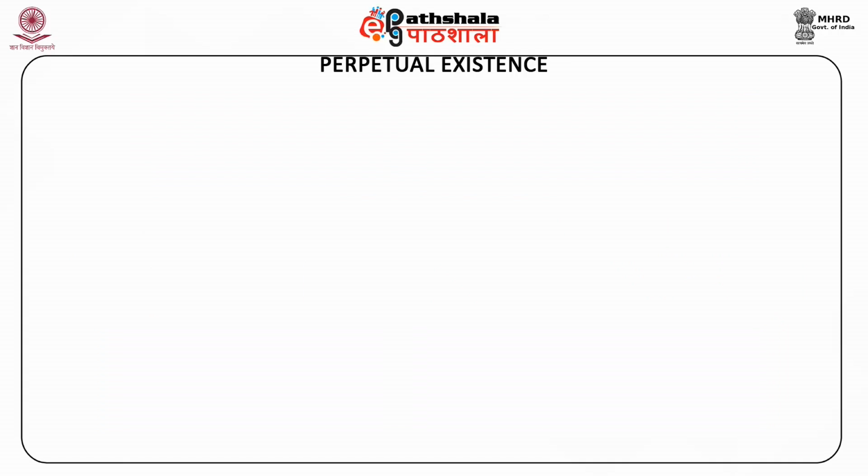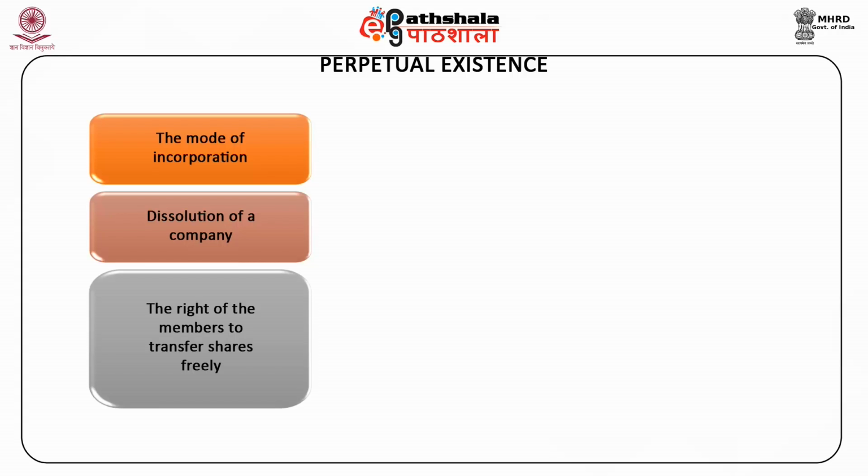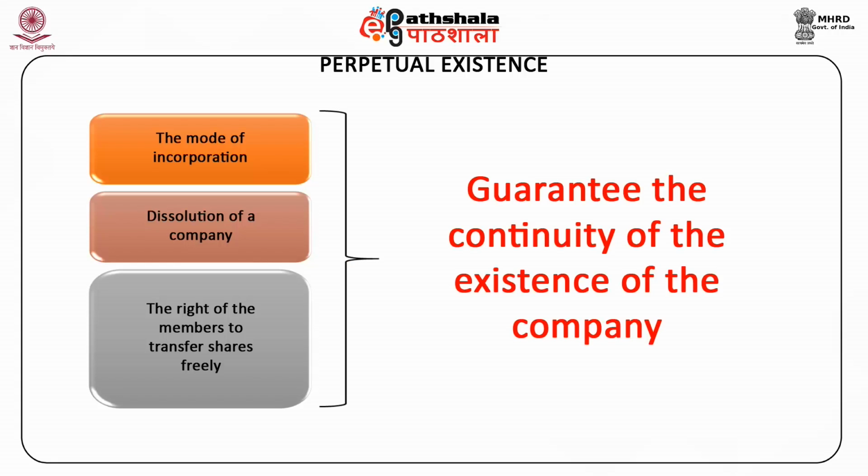Let us now throw some light on the concept of perpetual existence. A company has a perpetual succession. It has no allotted span of life. The mode of incorporation and dissolution of a company and the right of the members to transfer shares freely guarantee the continuity of the existence of the company, quite independent of the life of the members.